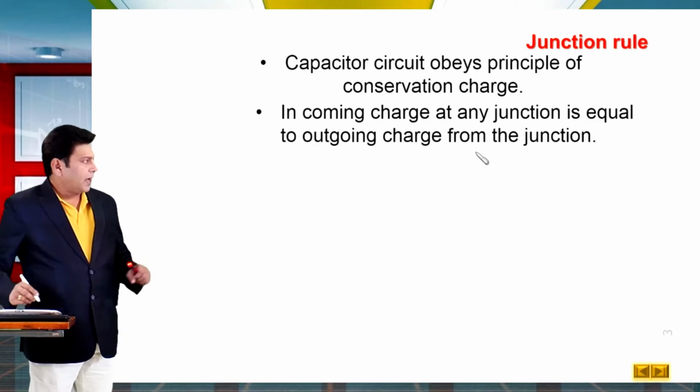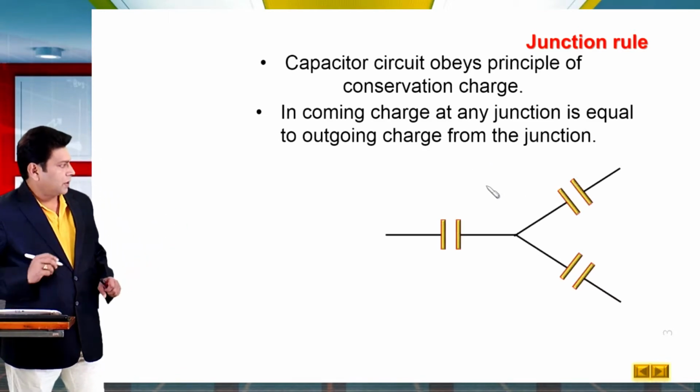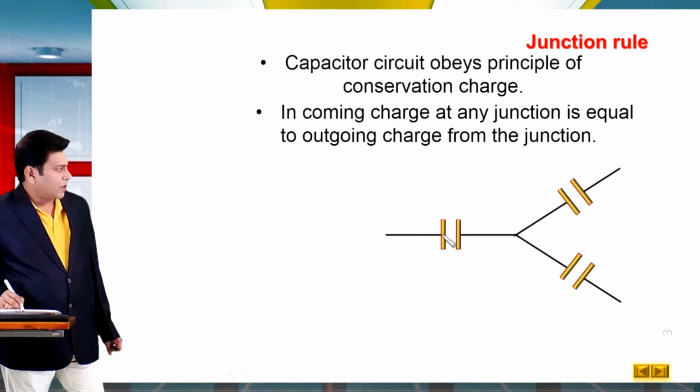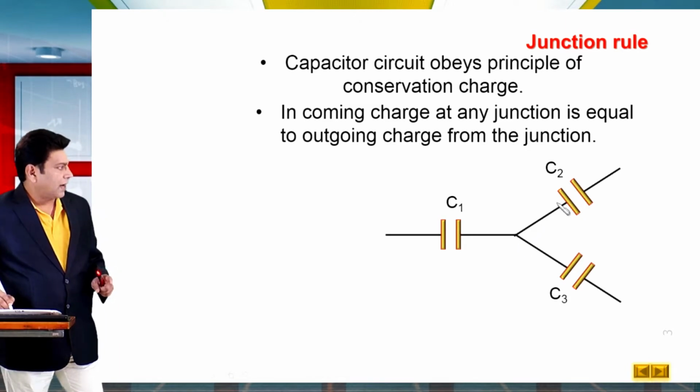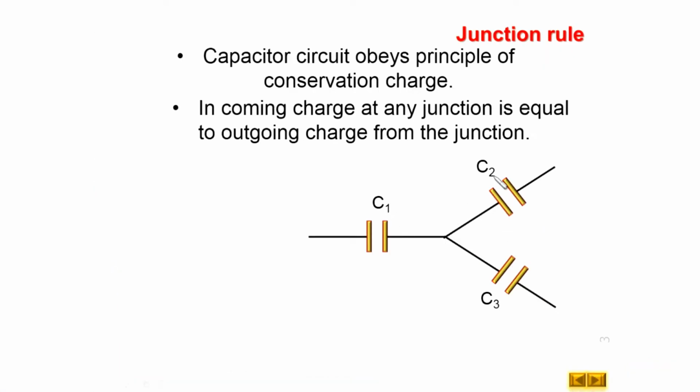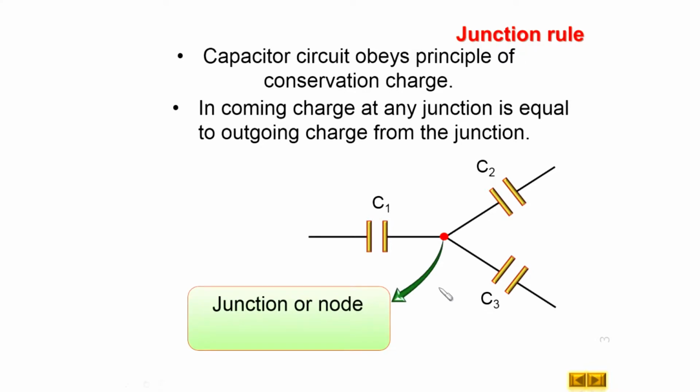So, let us make a part of a circuit. You can observe this capacitor is finally connected with two capacitors. So, this is a junction, and let us write the capacitors C1, C2, C3. This junction is also called the node. Now, let us enter charge Q from this point. If charge enters from this point, it will reach this plate. If charge is reaching a certain plate, that plate will be positive. So, this plate will be positive.